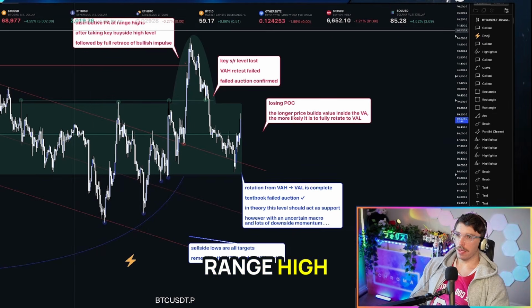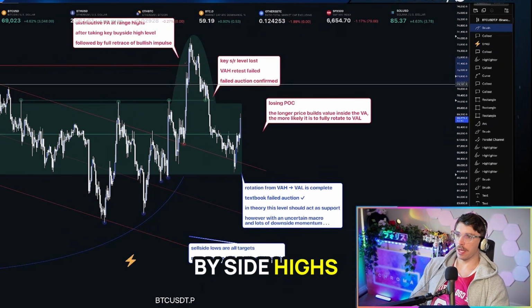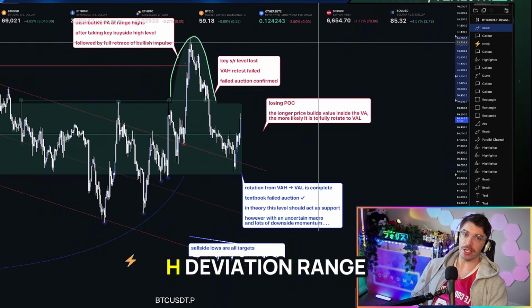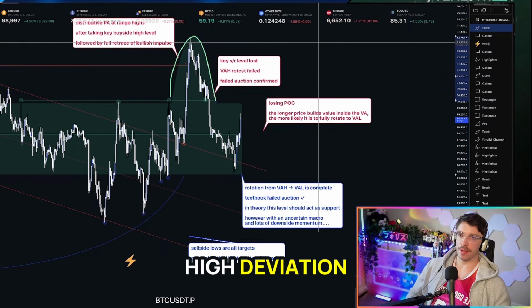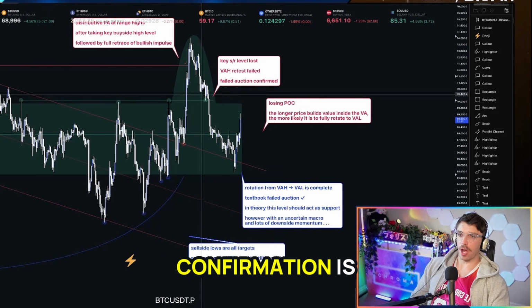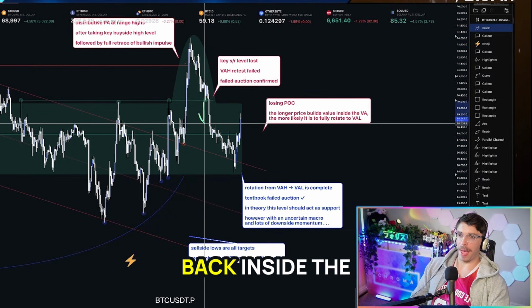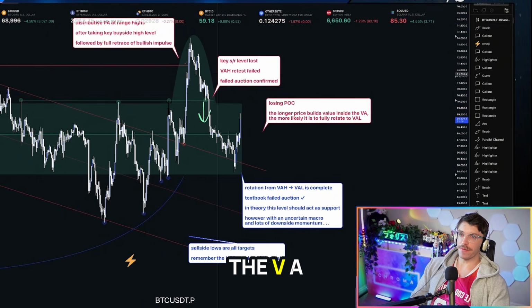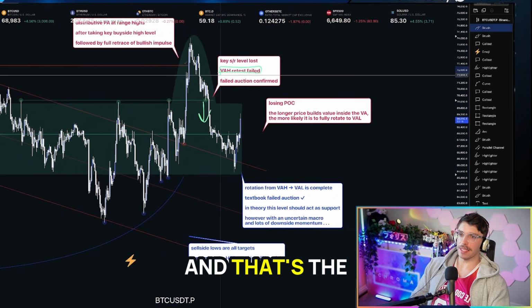Distributive PA at range high after taking key buy side highs. But that should have been your first indicator that this is potentially a VAH deviation, range high deviation. Failed auction is looking extremely likely. Your failed auction confirmation is once we accept back inside the value area. We lost that key support resistance level. The VAH retest failed, and that's the important part.